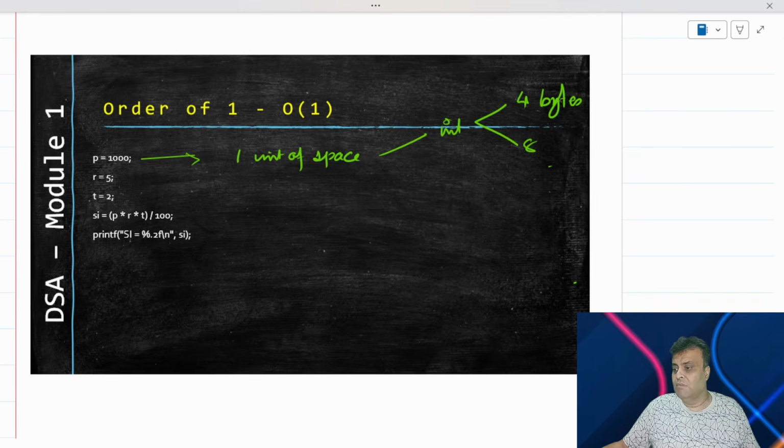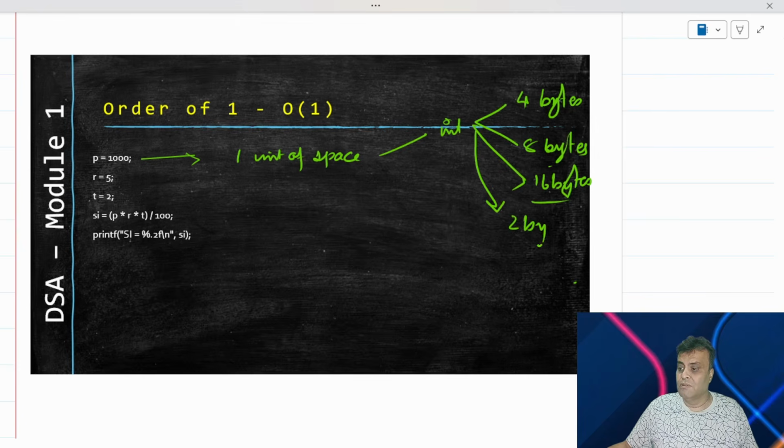Some other machine may use 8 bytes depending on the compiler. In some other machine an integer can be 16 bytes also. We do not know where it is going to be executed. A short integer can be defined as 2 bytes somewhere else. So I do not know how it has been defined, right? I do not know how the machine will interpret the number of bytes for an integer. I know that I have defined it as P equal to 1000 and hence I need 1 unit of space.